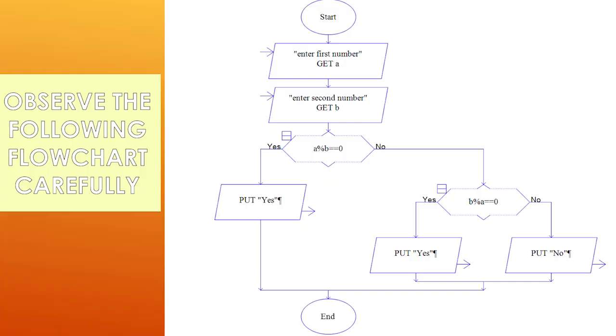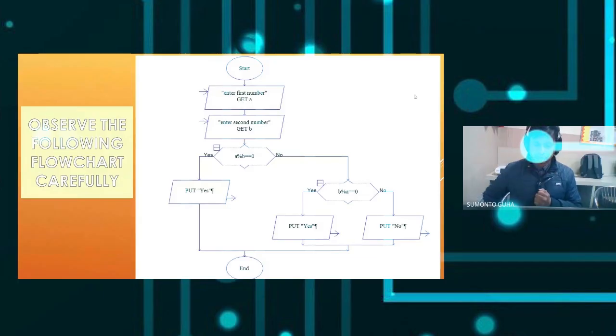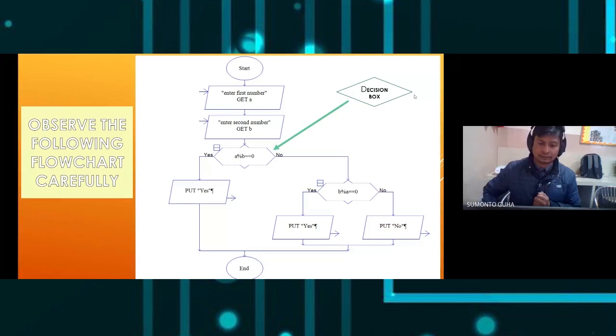So I'll read it. First is enter the first number, get A, then enter the second number, get B, and then this is a decision box. This box which you are seeing is not some extraordinary box. It is just a decision box. When I'm typing into it, it gets expanded and its shape changes. So it is a simple decision box and it is checking if A modulus B is equal to 0, then it is printing yes, and if A modulus B is not equal to 0, then it is checking if B modulus A is equal to 0, and then it is printing yes or no.